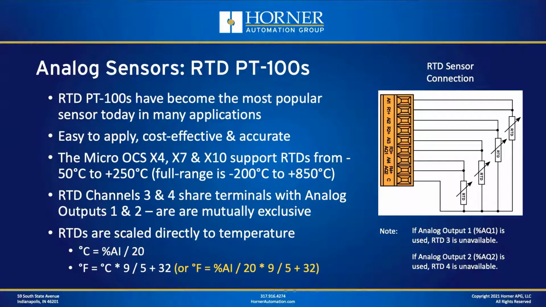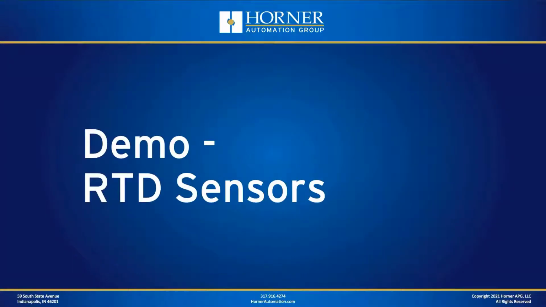For degrees Fahrenheit, you can either do the normal Celsius to Fahrenheit conversion, or you can just do the longer equation where you go straight from the analog input right to degrees Fahrenheit. So those are the analog sensors, PT100. Okay, let's take a quick look at how those would be applied as well.